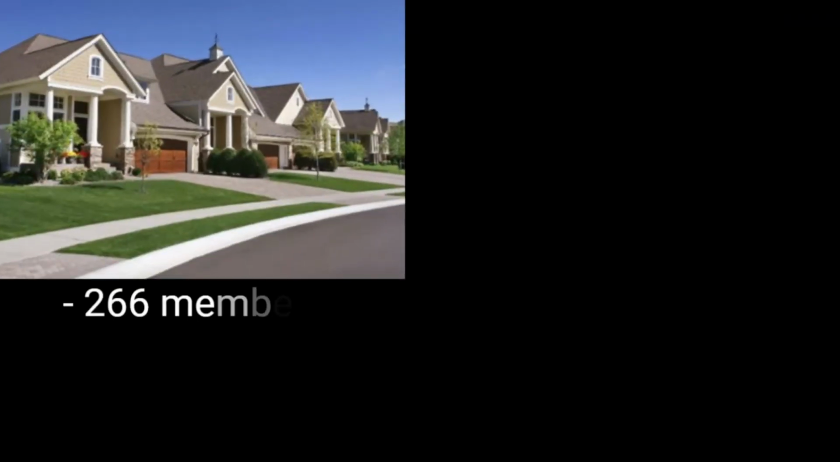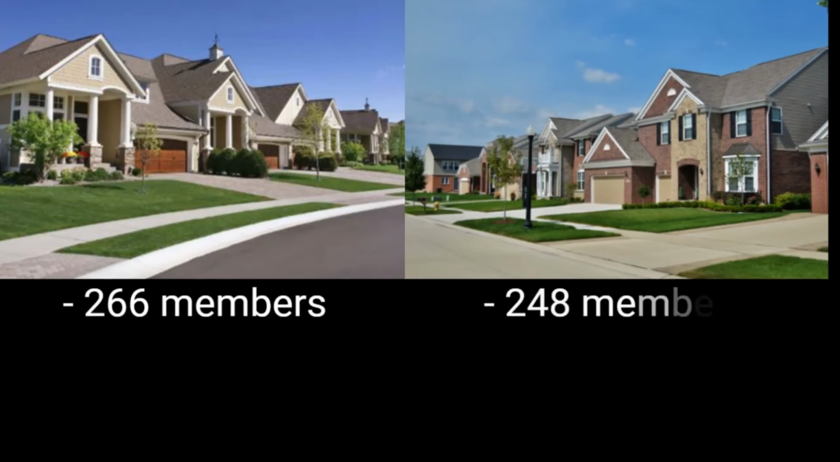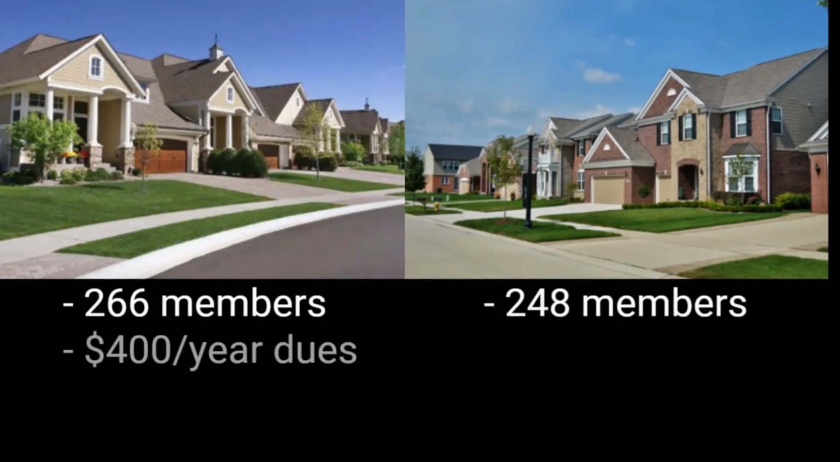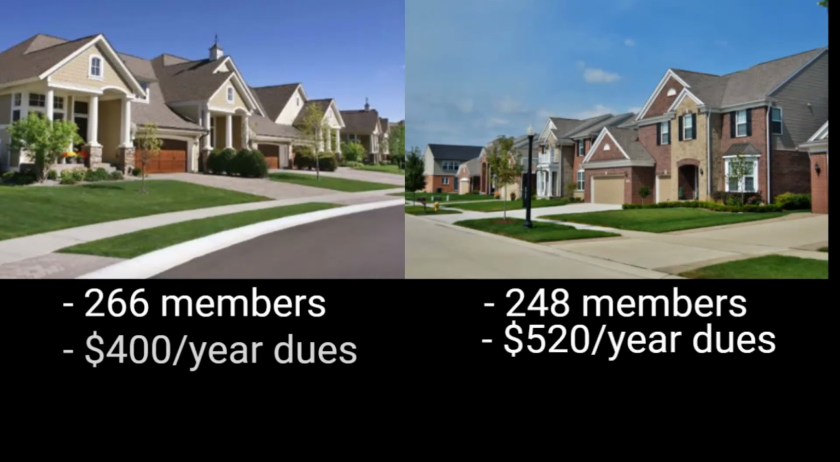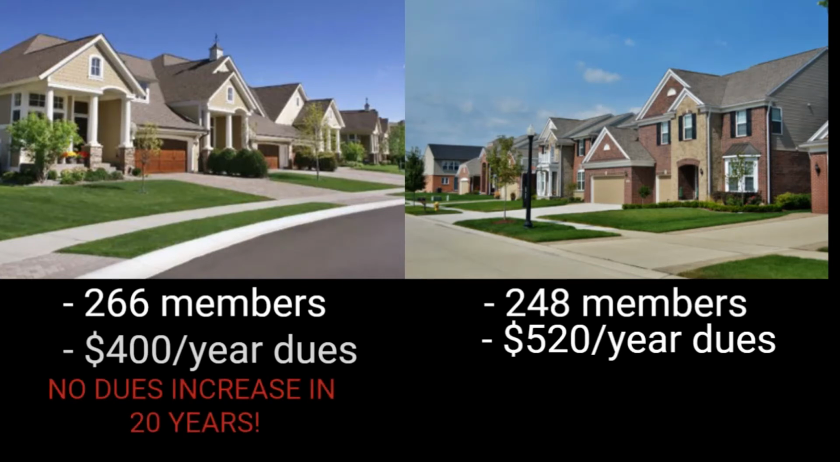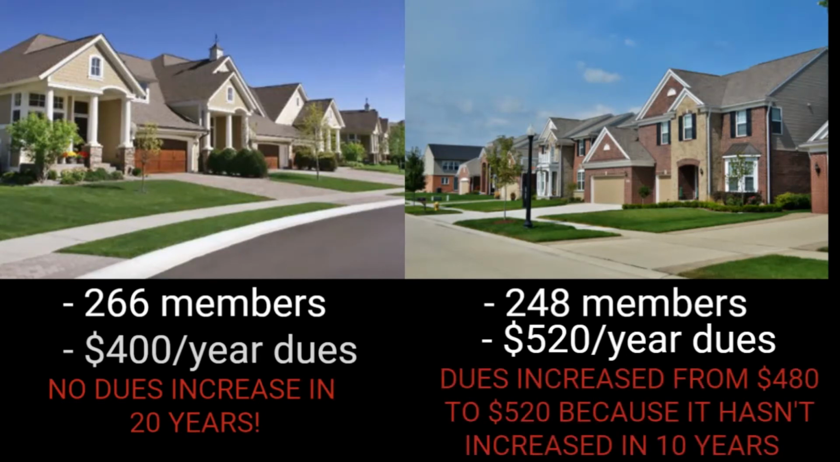Subdivision A has 266 members while Subdivision B has 248. The association dues in Subdivision A is $400 per year, and in Subdivision B, it's $520. In Subdivision A, the dues has not increased in 20 years. In Subdivision B, the dues was increased from $480 to $520 after 10 years for the reason that the dues had not increased in the last 10 years.